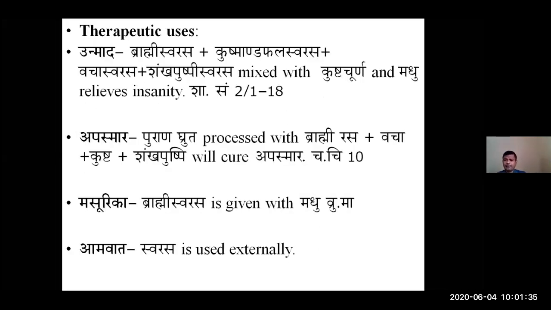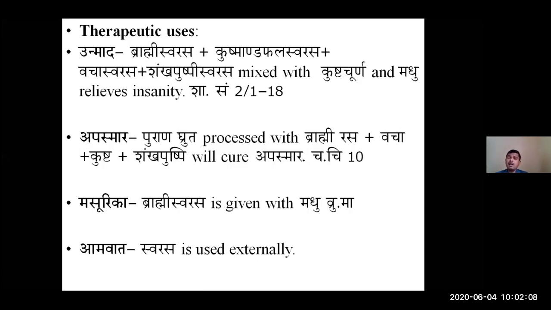Next we'll move to the aneka prayoga, therapeutic uses. So in case of Unmada, like Mansika Vikara, as the drug is having anti-anxiety property, which does the Nidra Janaka karma, so it overcomes conditions like anxiety. Because of this Nidra Janaka karma, in case of Unmada, you can use Brahmi Swarasa. In Brahmi, you can take the whole plant as the useful part. From that plant you can collect the Swarasa.